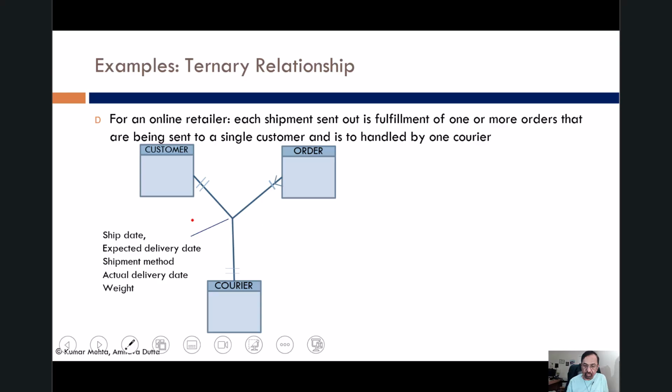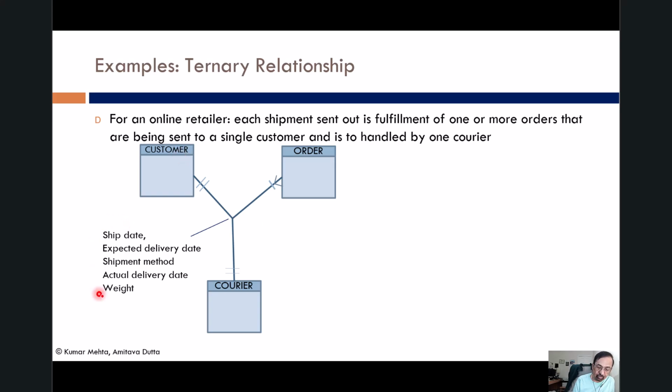Another example of a ternary relationship: you have customer, you have order, and we've seen a binary relationship between customer and order. Customers place multiple orders and so forth. And here you have a courier. So think of these. You have a relationship that connects customer, order, and courier. So an order is delivered by a particular courier to a particular customer.